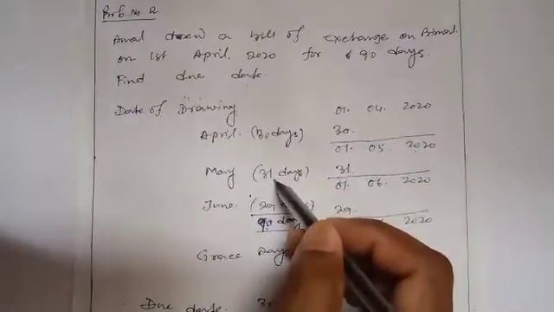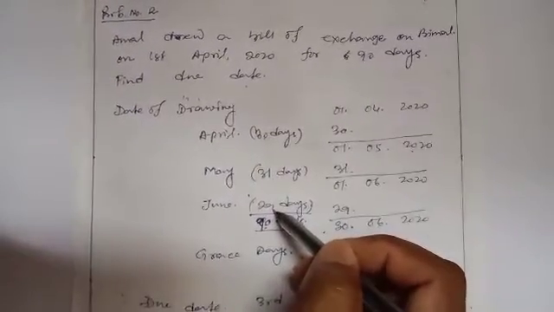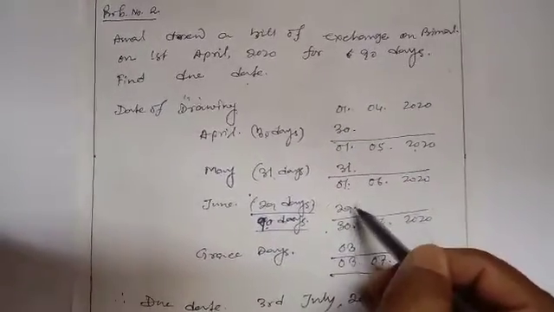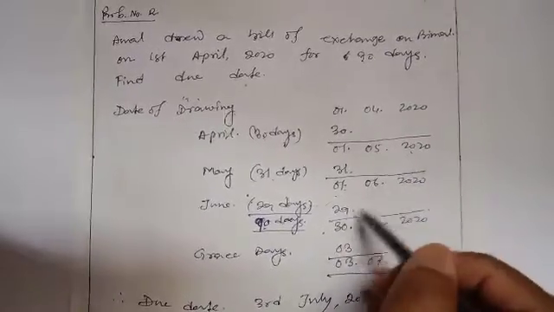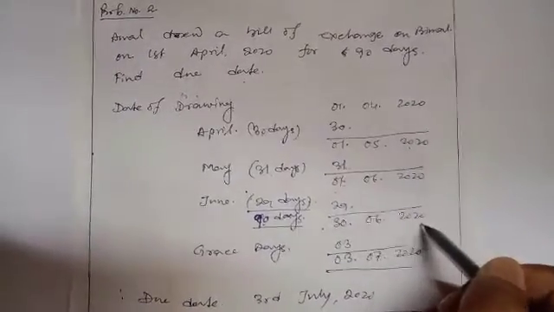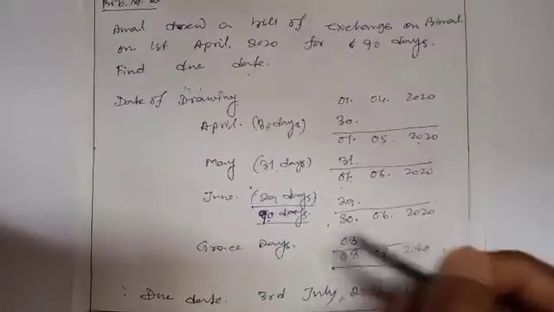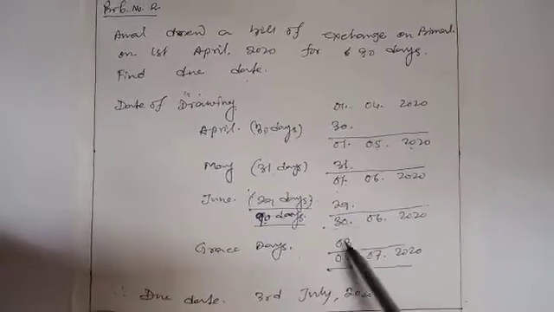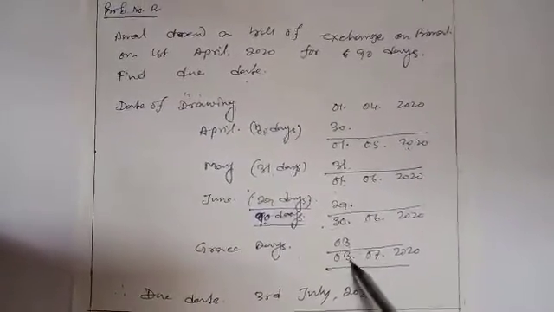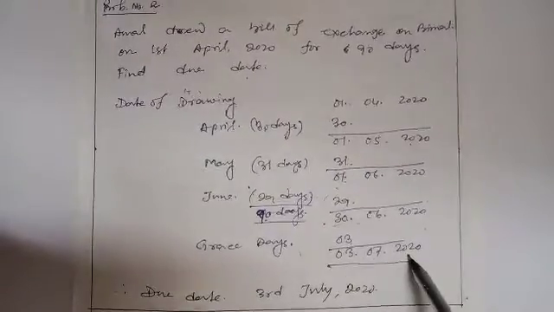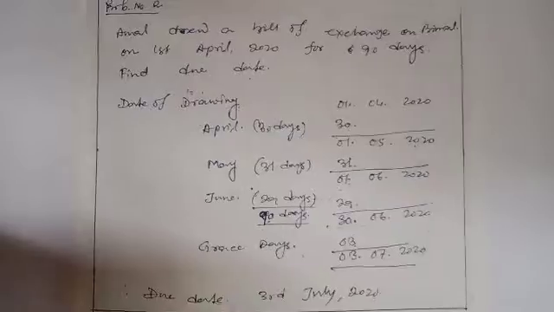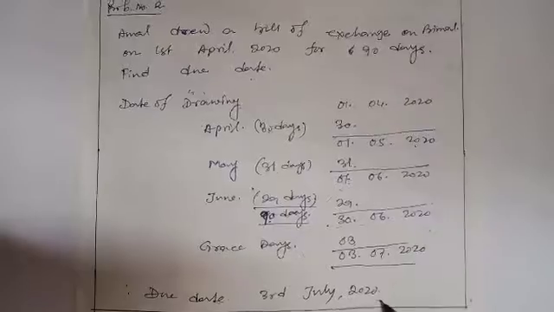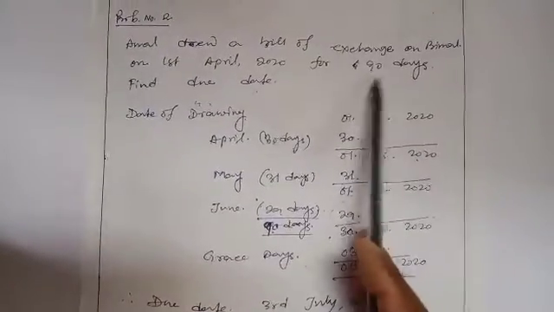Here 30 plus 31 means 61, and 61 plus 29 is 90. So in June you have to give 29 days. If you give 29 days from 1st June, that will be 30th June 2020. Then according to the Act you get 3 grace days, so 30 June plus 3 will be 3rd July 2020. So the due date will be 3rd July 2020. This is the way you find the due date if it is given in terms of days.